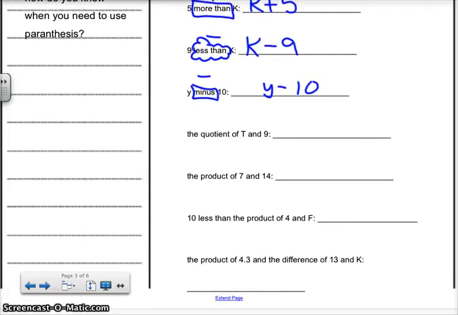The quotient of T and 9, what's the vocab word? Austin, what's the vocab word? Quotient. What does quotient mean? Eli, what's it mean? It sure does. Guess what? We use division as a fraction bar. So the quotient of T and 9. Whatever is first, this goes on the top, this goes on the bottom.